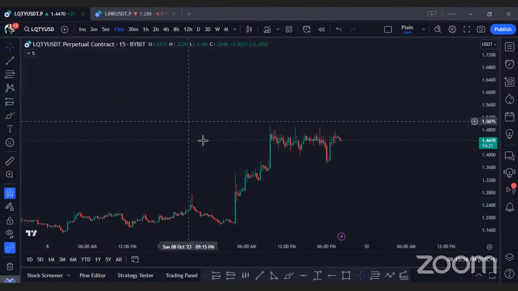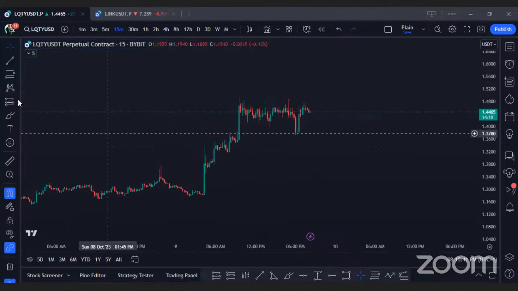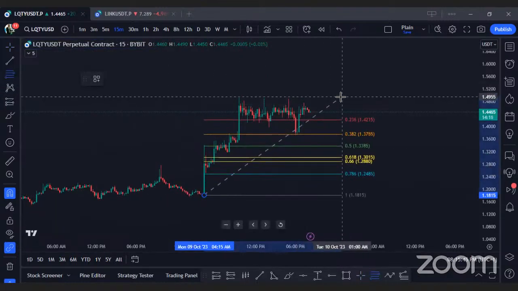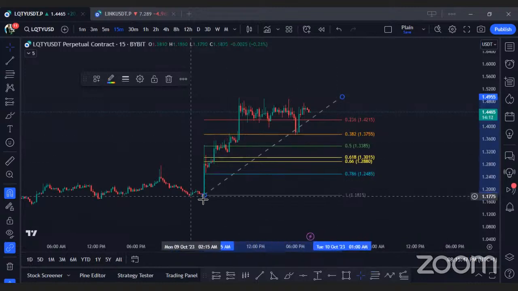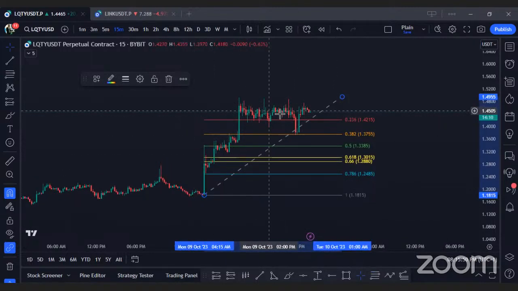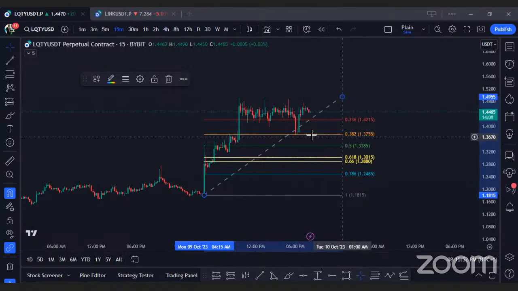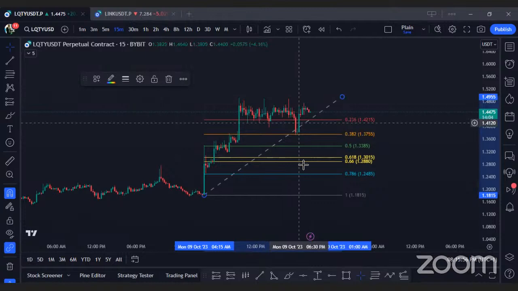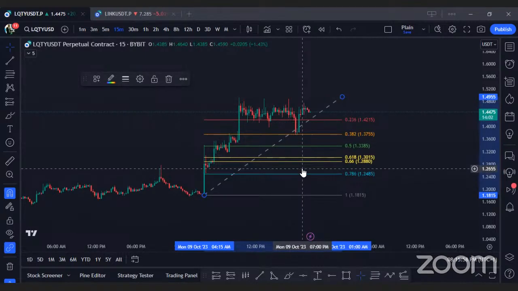Sorry, let me bring up my chart. Okay, so to draw this, I need only 2 points. I can just pick from this swing low here to this swing high, and then I'll be able to get my level. On the 15 minutes time frame, you see that this actually retraced back to that 0.382 level, and then it started going back up again. That is if I'm looking for pullbacks when the price is moving up.